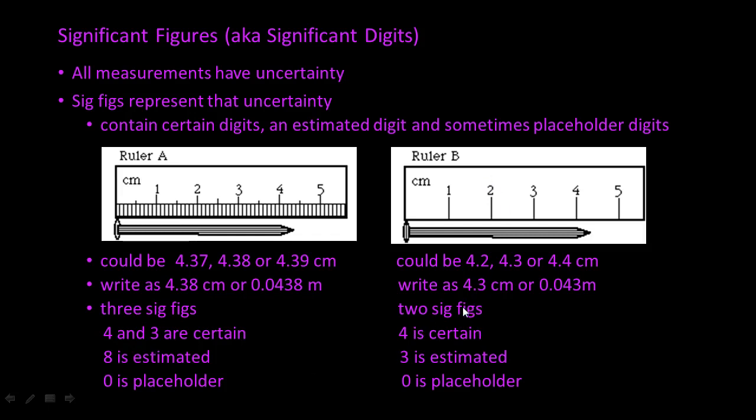Whereas the number written for ruler B with 2 sig figs, we're not sure of this digit here. We have no clue what the digit is for the hundredths of centimeters or the 10,000ths of the meters. So it would make sense that if we're using ruler A, we should write the number with more significant digits because this is a more precise measuring device than ruler B.